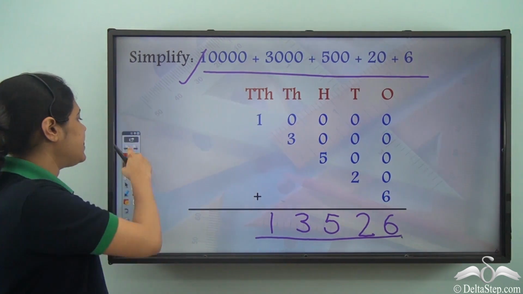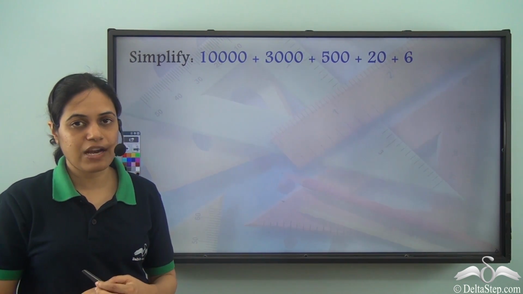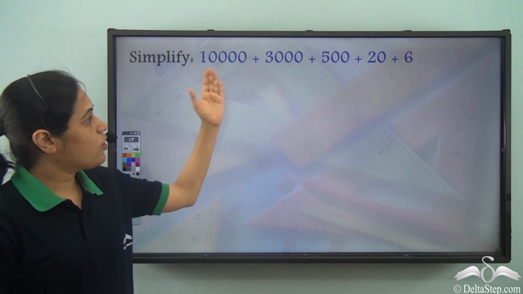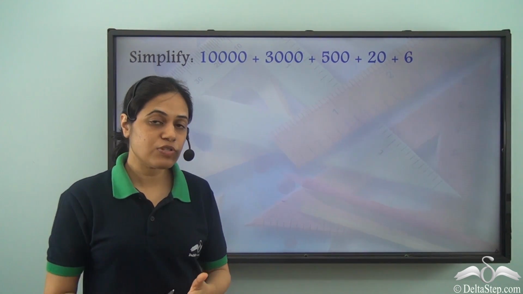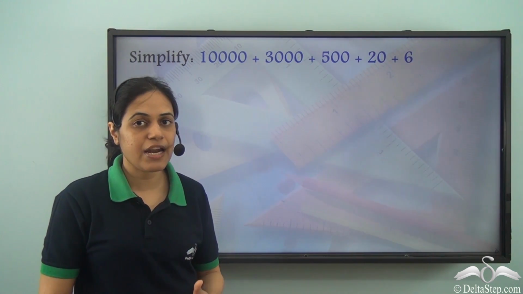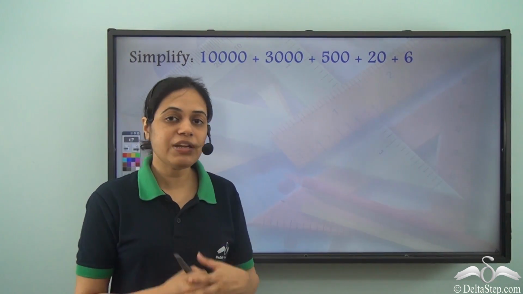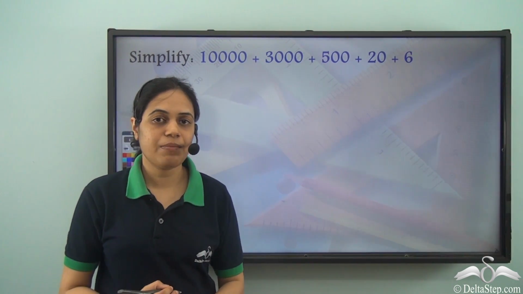Now instead of adding these, I can simply write the number using the place values. How? Because this is the expanded form, it tells me how many 10,000s are there, how many thousands are there, how many hundreds are there, how many tens are there and how many ones are there. So simply by looking at that, I can write the number.